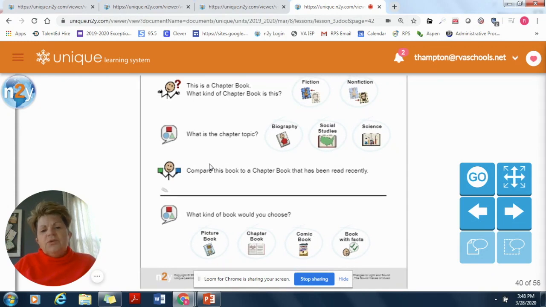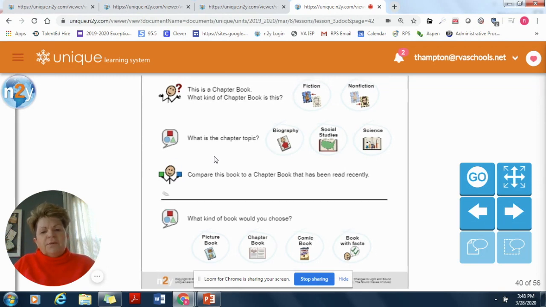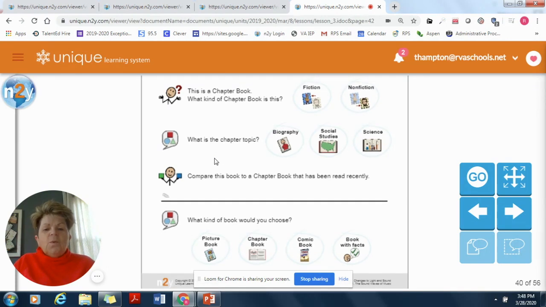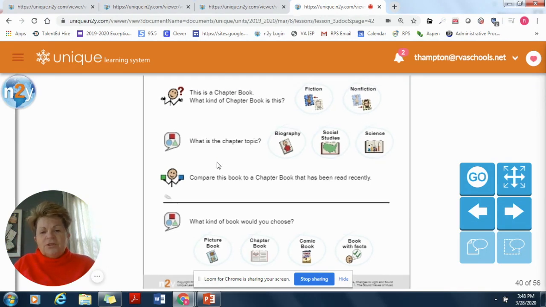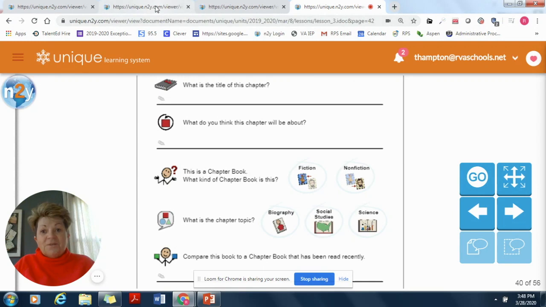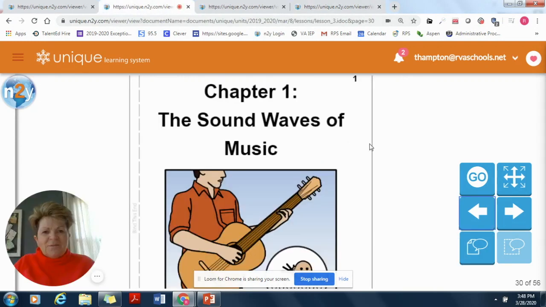And then I want you to, with a family member, compare this book to another chapter book that you've already read. And then I want you to share with a family member when we get ready to do this, what kind of book would you choose to read? All right, are we ready? Okay, here we go.